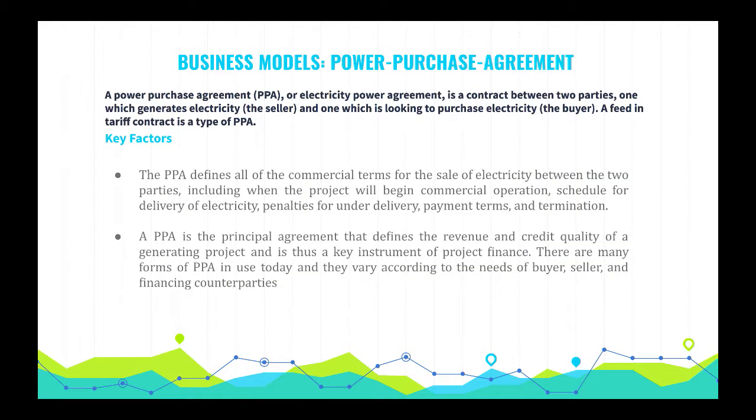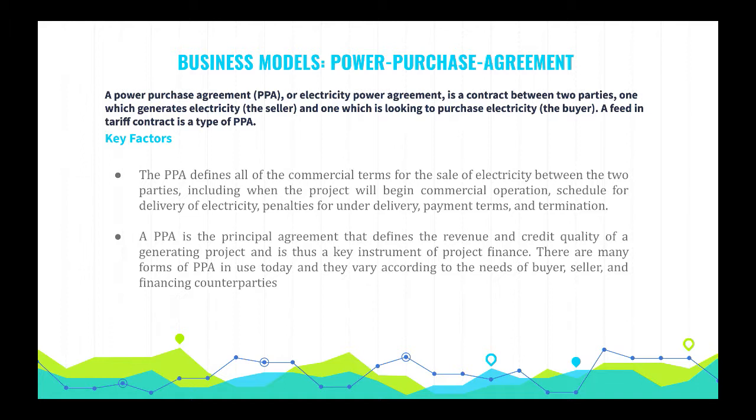A power purchase agreement, or PPA, is a contract between two parties in which one generates the electricity, the seller, and one which is looking to purchase the electricity, the buyer. A feed-in tariff contract, which we spoke about in the previous section, is a type of power purchase agreement.